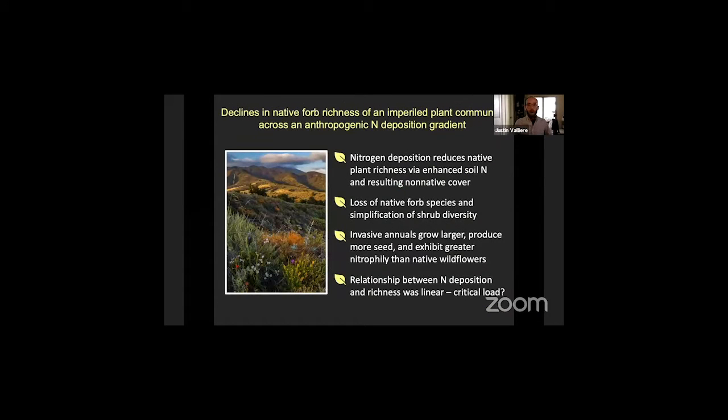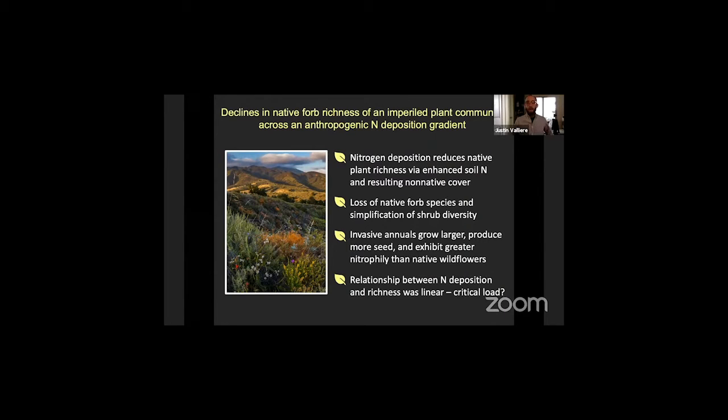Okay, so just a recap of this first part. Nitrogen deposition does appear to reduce native plant richness. This is likely partially because of increasing non-native cover. We get a loss of native forb species in particular, and maybe some evidence for a simplification of the shrub community. Invasive annuals grow larger and produce more seed and exhibit greater nitrophily than native wildflowers. So I'll show some data shortly on that. So that's one of the mechanisms I think that causes this.